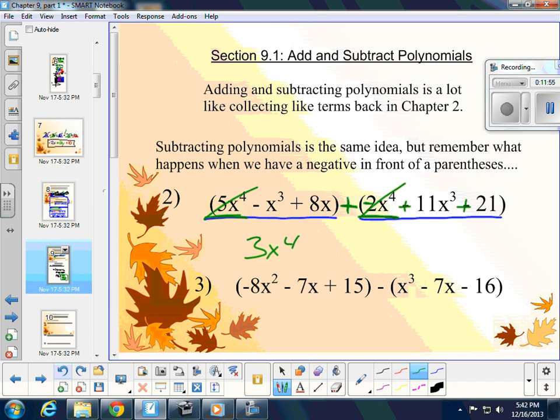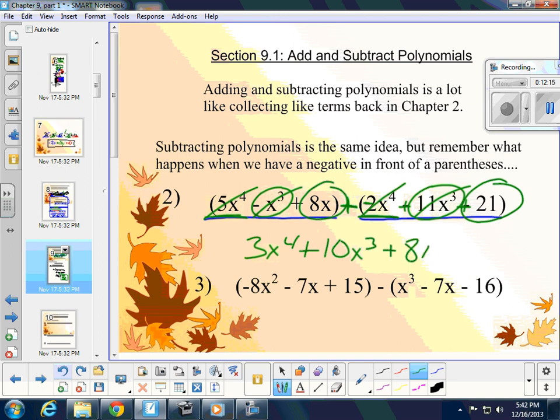Moving on here, I have a negative x to the third plus 11x to the third, so that's going to give me 10x to the third power. And now I'll combine those two. The last term in this polynomial, I have 8x. The last term in this polynomial, I have 21. So again, I can't combine those, but I can just tack those onto my problem and put plus 8x and plus 21.